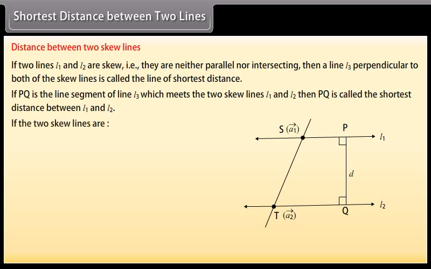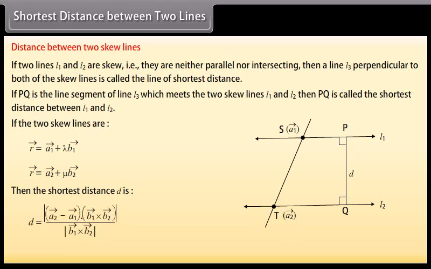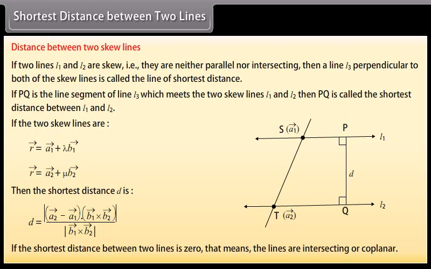If the two skew lines are vector r = vector a1 + λ vector b1, vector r = vector a2 + μ vector b2, then the shortest distance d is d = modulus of dot product of (vector a2 minus vector a1) and (cross product of vector b1 and vector b2), divided by modulus of cross product of vector b1 and vector b2. If the shortest distance between two lines is 0, that means the lines are intersecting, that is, coplanar.